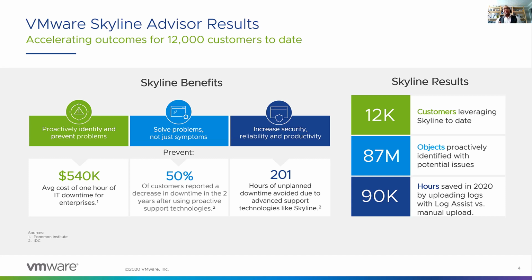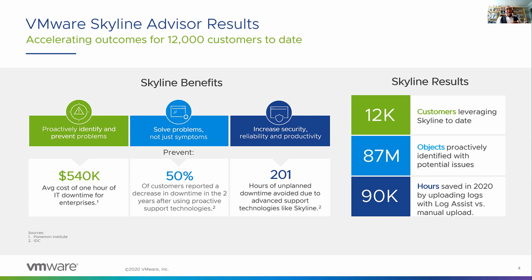And as you can see here, from an industry report, 1 hour of downtime for an enterprise averages $500,000. And companies who are strategically making that decision to take a more proactive approach to support are significantly reducing that unplanned downtime. We're talking over 200 hours. And so, to date, Skyline has helped over 12,000 customers identify nearly 87 million objects in their environments with potential issues, and our customers have proactively resolved more than 60% of those on their own.